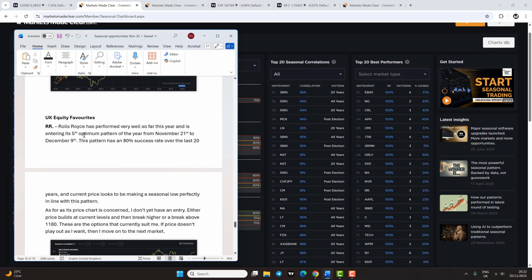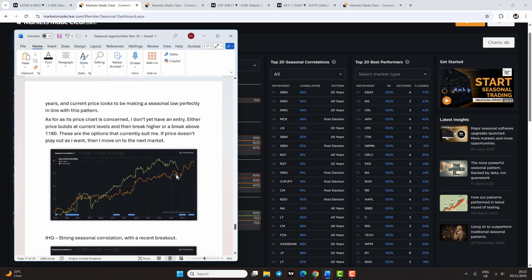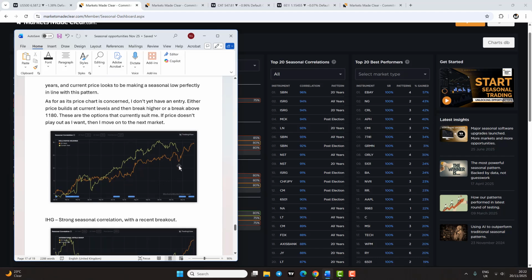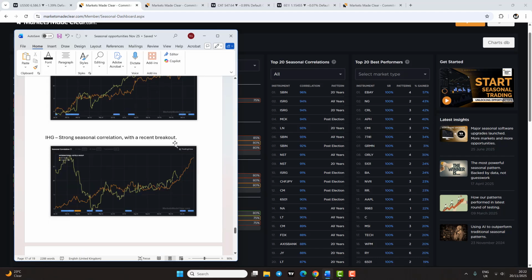Some of the UK stocks, Rolls-Royce is setting up for a nice one. I'm not a huge fan of where the chart currently sits. I'm not actually sure where I would find an entry at this point in time. It'll probably have to break back above the recent lows in here. I'll not bring up the chart because I don't want it to be running on too long. But it is certainly in an area where we expect to see a low, so it's on my list.